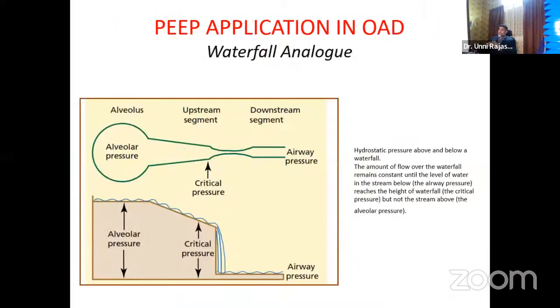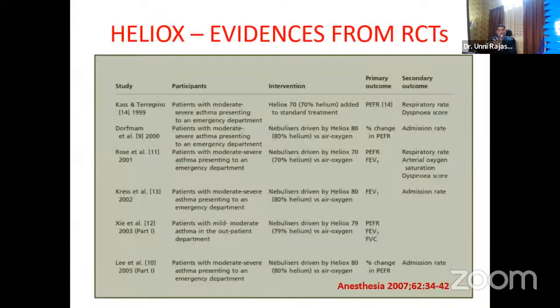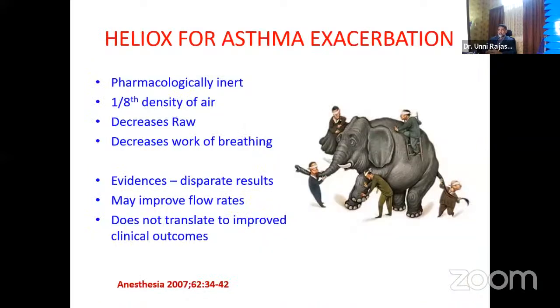This can be very well explained by a waterfall analogy, where you need to really understand the pressures like alveolar pressure, critical pressure, and the airway pressure, where you need to use a PEEP just below the auto-PEEP, just to manage the auto-PEEP. So we will not increase the work of breathing of the patient. There have been studies looking at Heliox, which is a pharmacologically inert material, which can decrease the resistance of airways and decrease work of breathing. But the evidence is not quite strong as well.